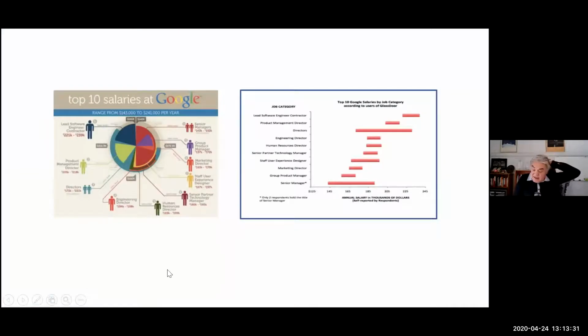Here is a classic example of a very complex graph that looks very attractive, which is the one on the left, but is very, very difficult to glean information from. If you are trying to look at the top 10 salaries, what category they are in and what the range of those salaries is in Google, then the simple bar graph on the right-hand side gives you that information much more clearly, much more quickly than the fancy graphic on the left-hand side.